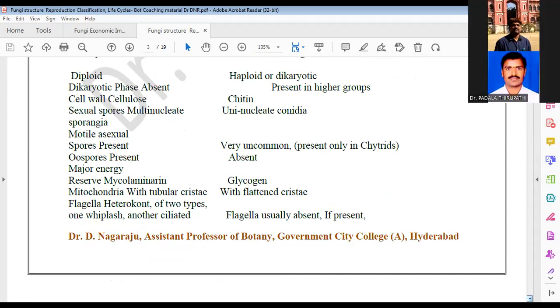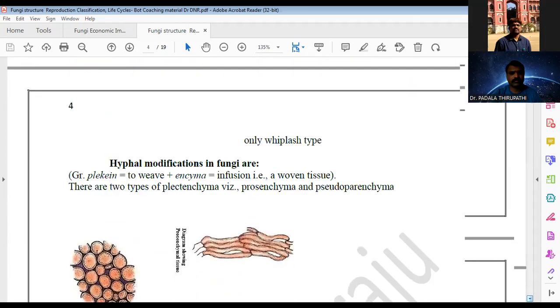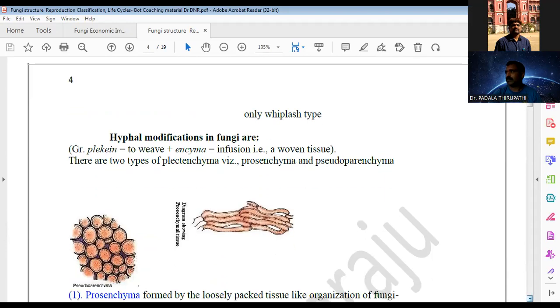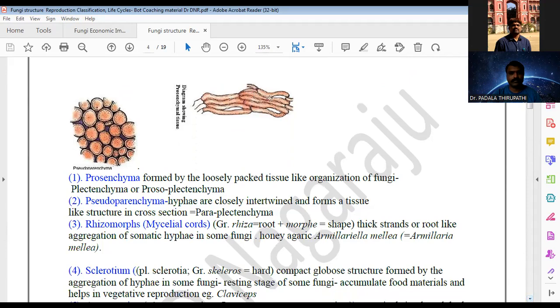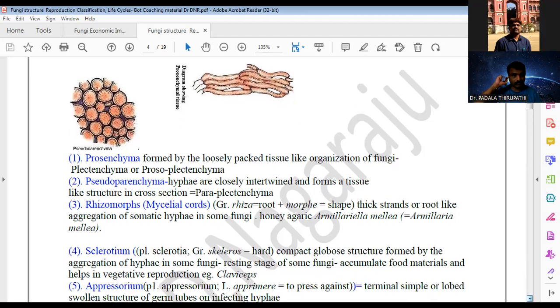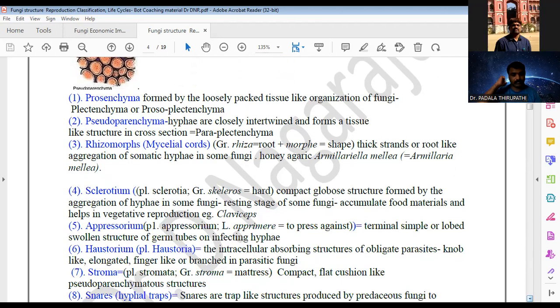And then hyphal modifications we also discussed: plectenchyma, prosenchyma. If the mycelium is tightly coiled, it is pseudoparenchyma. If it is loosely packed, that is prosenchyma. If it is tightly packed, that is pseudoparenchyma. And if it is a root-like structure, that is rhizomorph.